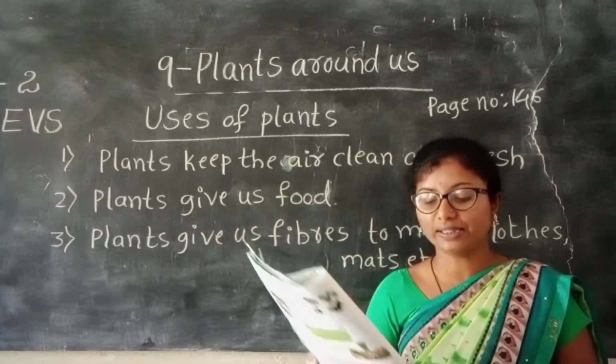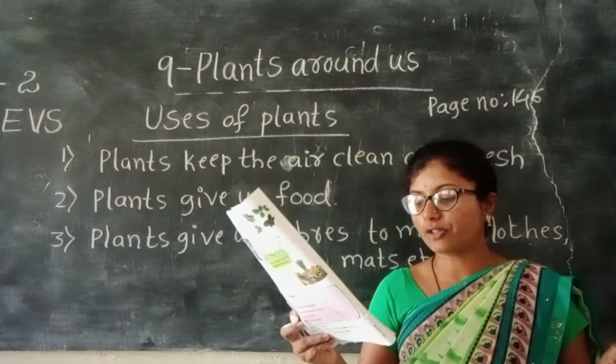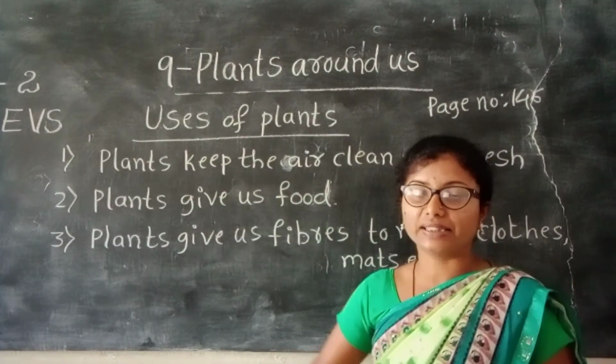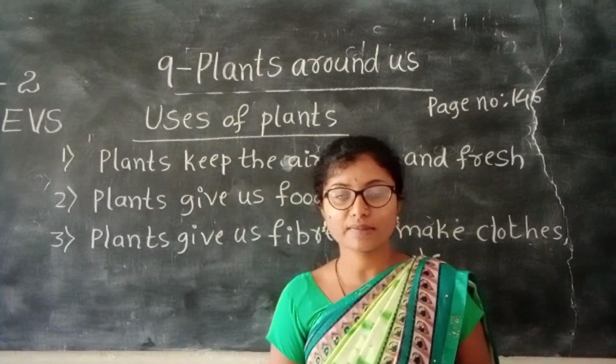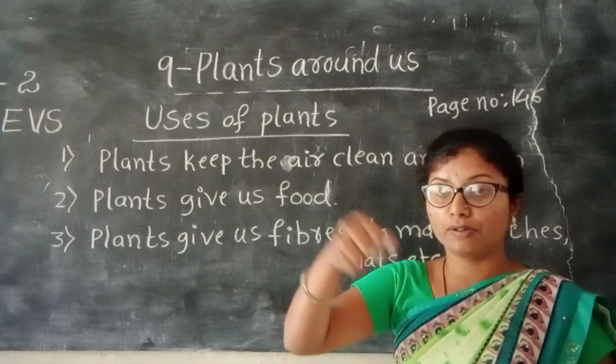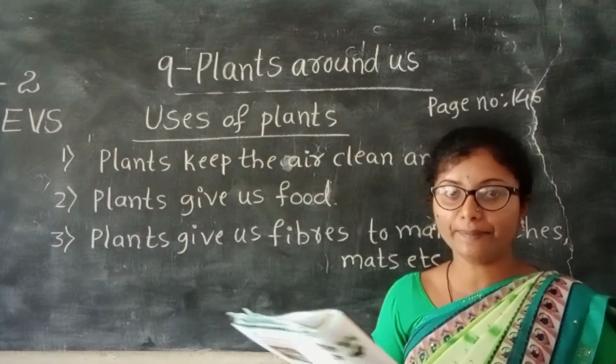What is the meaning of sacks? Sacks means a large bag with a low handle, made of strong rough materials. With the help of plants, you can make bags. Sacks means they won't have handles. Handleless bags are called sacks.